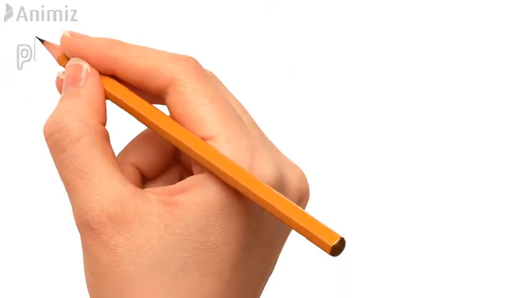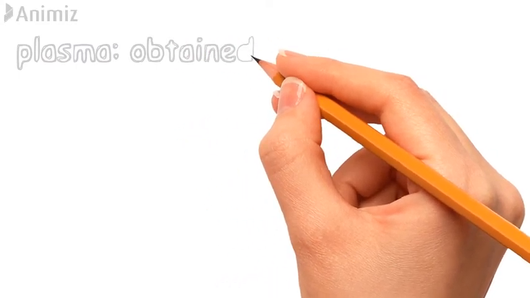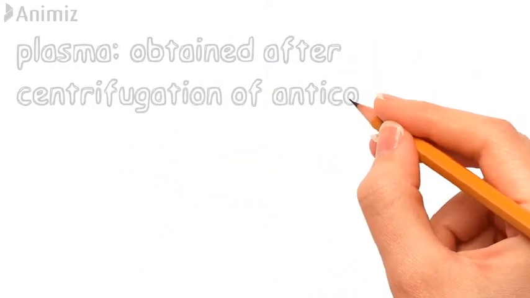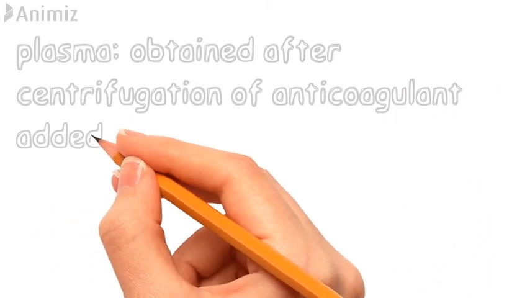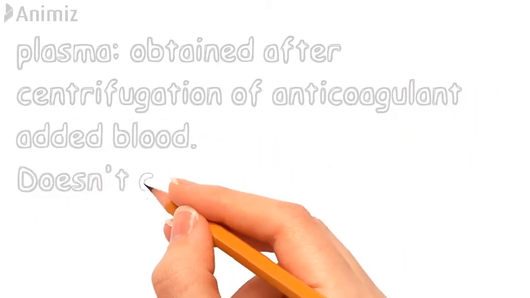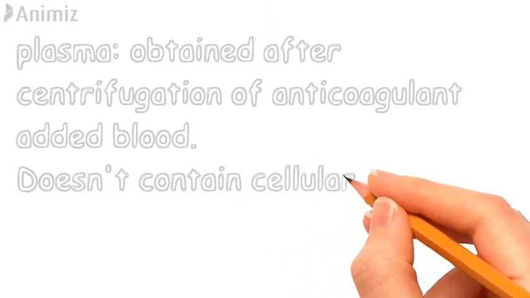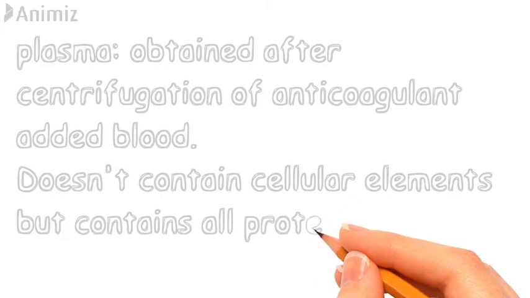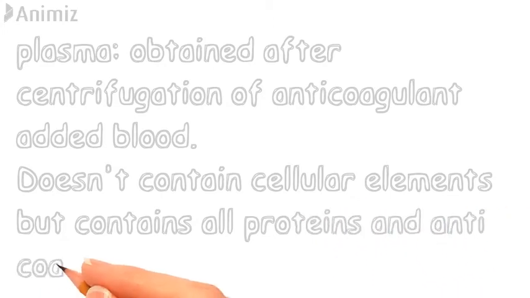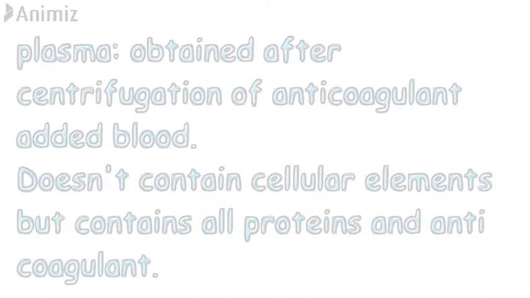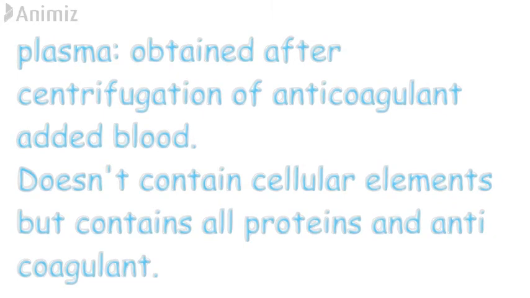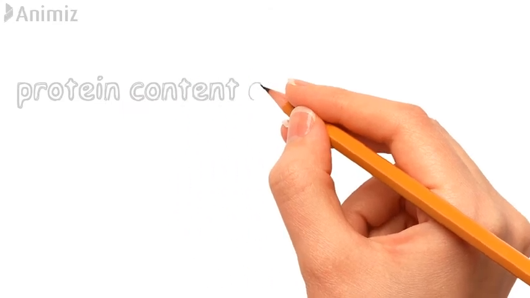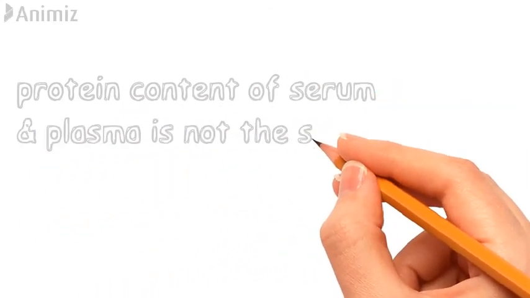Then plasma. Plasma is obtained after centrifugation of whole blood to which an anticoagulant like heparin has been added. So we can say that when non-clotted blood is centrifuged, the supernatant is called plasma. It is a non-cellular fluid fraction of blood and contains all proteins including albumin and an anticoagulant. Now it's clear that the protein content of serum and plasma is not the same.